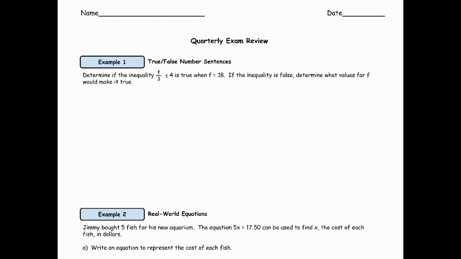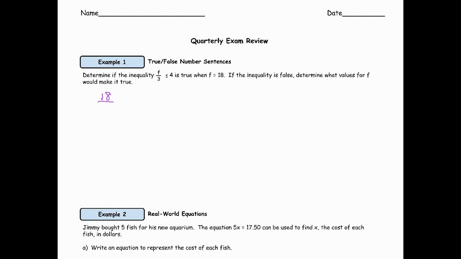Quarterly exam review. Example 1 is on true and false number sentences. It says, determine if the inequality f over 3, or f divided by 3, is less than or equal to 4 is true when f equals 18. If the inequality is false, determine what values for f would make it true.